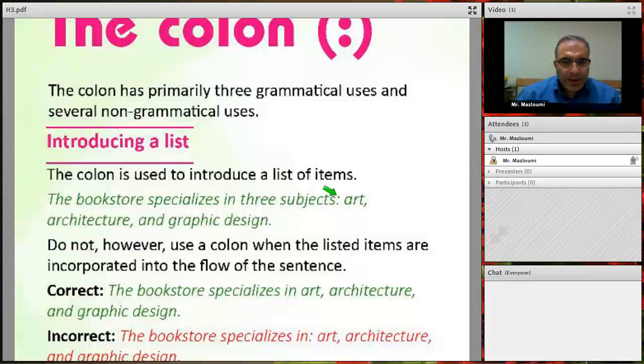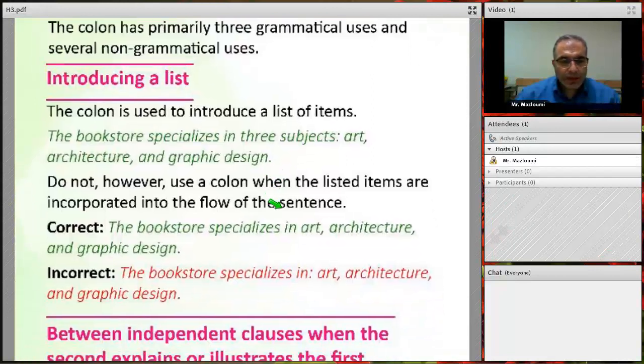So, you see, everyone, we have a list here. The bookstore specializes in three subjects. What are these three subjects? We are going to make a list, guys. So, we use a colon. These three subjects are, everyone, art, architecture, and graphic design. Since we have a list of items here, we use a colon.